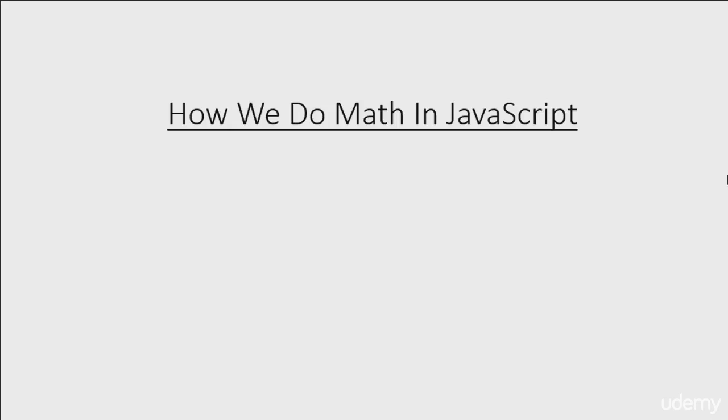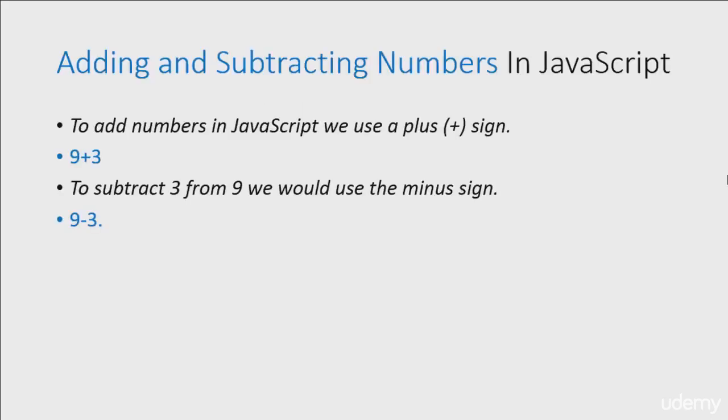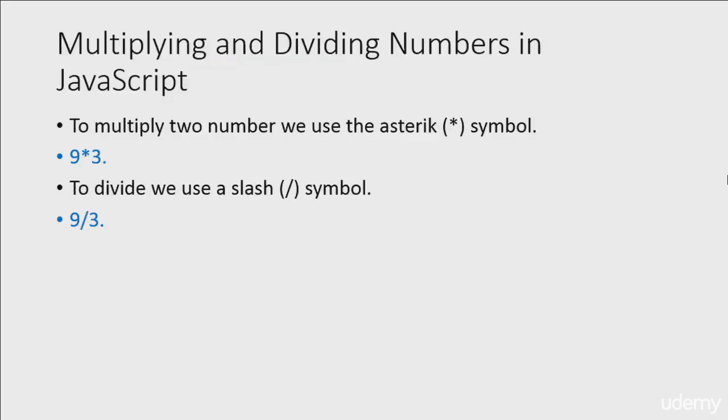So let's begin. To add numbers together in JavaScript, we use the plus sign. A fancy word for the plus sign is also the addition operator. So here we are adding 9 plus 3. If we wanted to subtract 3 from 9, we would simply use the minus sign. If we wanted to divide two numbers, we would use the slash sign shown like this. To multiply two numbers, we would use the asterisk symbol.